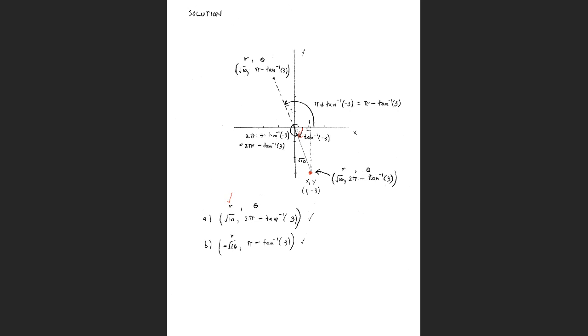here, since x is 1 and y is -3, the arctangent of -3 divided by 1 is going to be what that angle is.